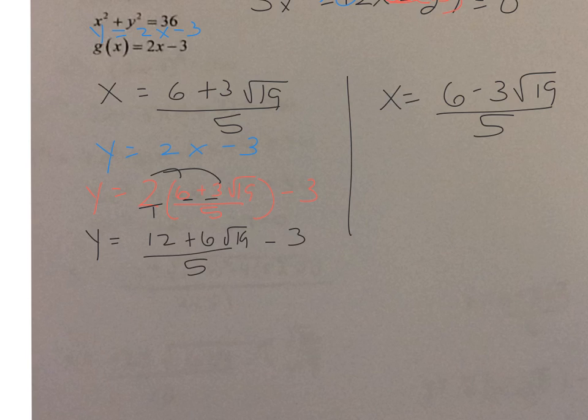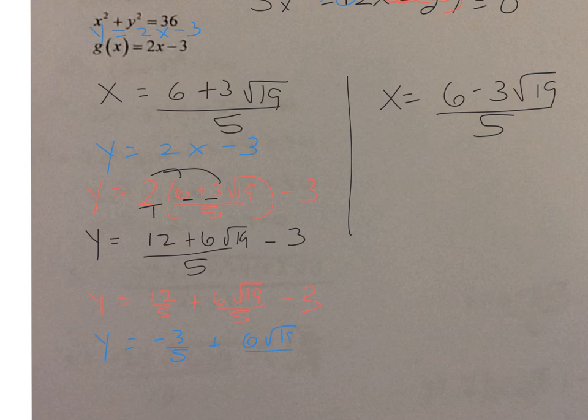Now what I'm going to do is separate this fraction over here so that I can combine that negative 3 in there. So I have y equals 12 over 5 plus 6 the square root of 19 over 5 minus 3. And now use your calculator. I'm going to combine like terms. That's 12 over 5 minus 3. So plug that into your calculator and you get y is equal to negative 3/5 plus 6 the square root of 19 over 5.